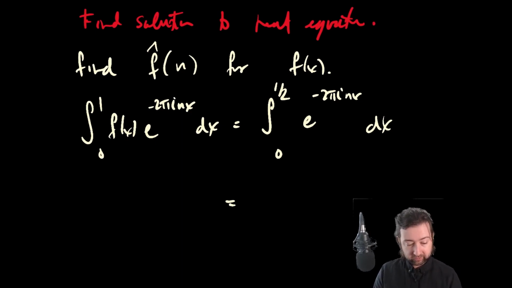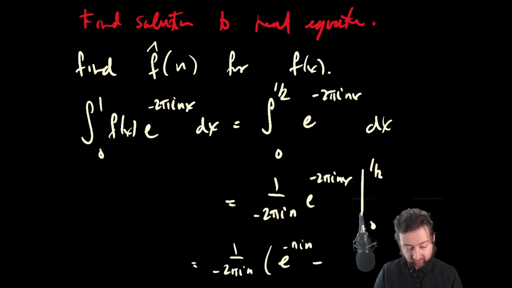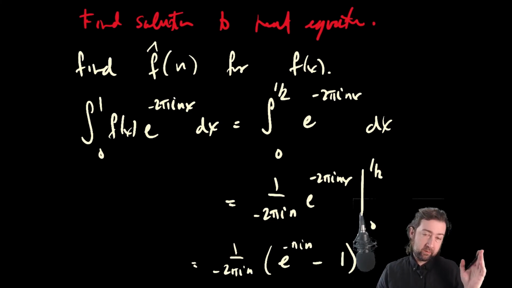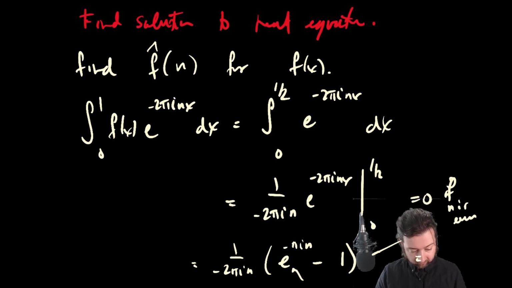And that looks like 1 over -2πin times e^(-2πinx) evaluated from 0 to 1/2, which is 1 over -2πin times (e^(-πin) - 1). Now, when n is an odd number, this will be -1. When n is an even number, that will be a 1. So this will disappear. This is equal to 0 if n is even, and it's equal to 1 over πin for n odd. It's not so hard to see that that's the case. You should look at it.